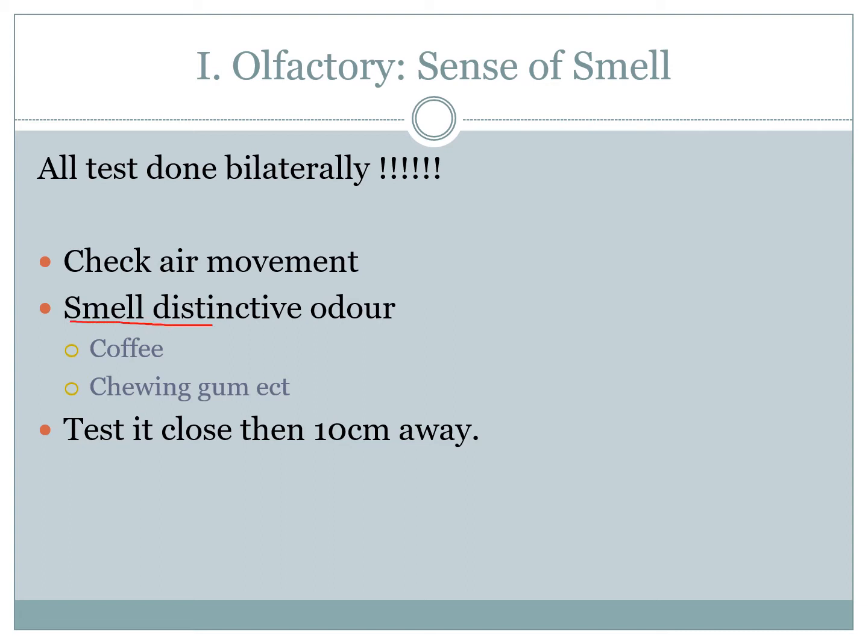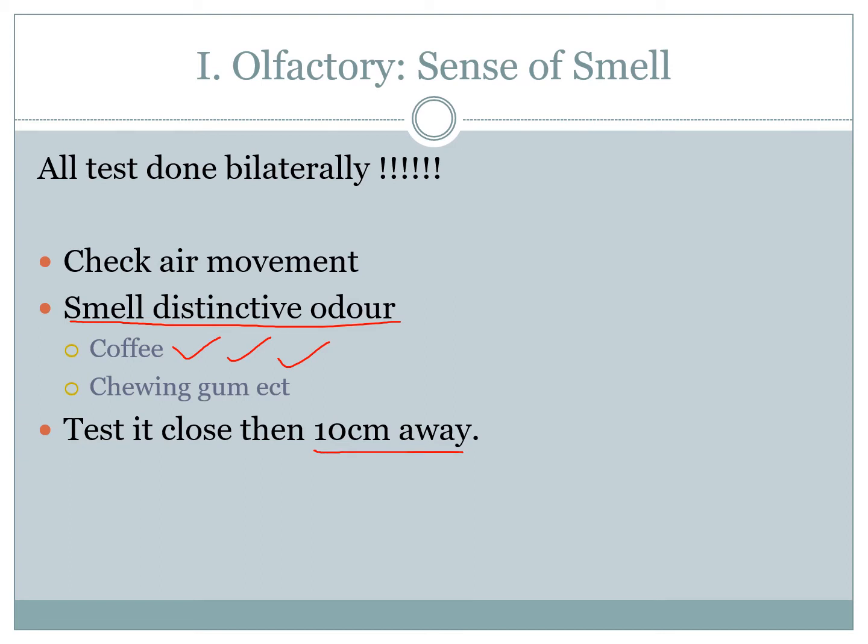So coffee is a great one because everybody loves coffee, and if they don't, then they should. But if you don't have coffee, anything with a distinctive odour to it, your chewing gums or your lollies or whatever it is from your rat pack, you can test. Initially you put it close to the nostril, just one nostril at a time, get them to breathe in. Once they've established the smell, move it away 10 centimetres to have a sniff to see if they can smell it again.